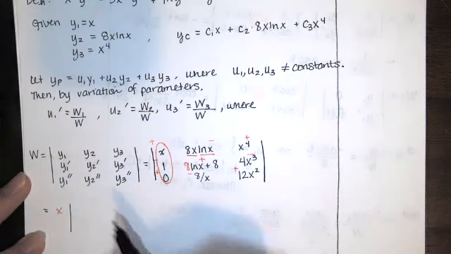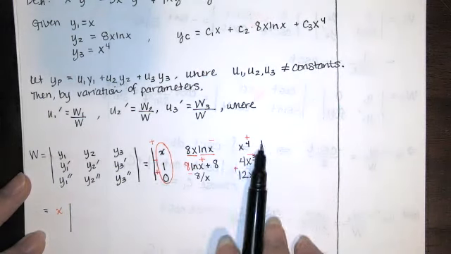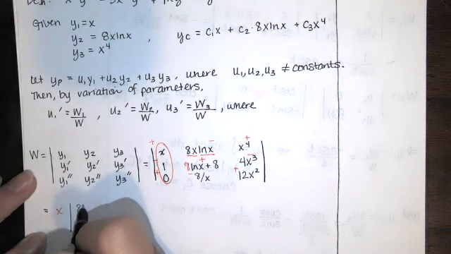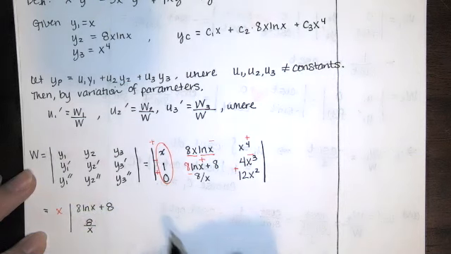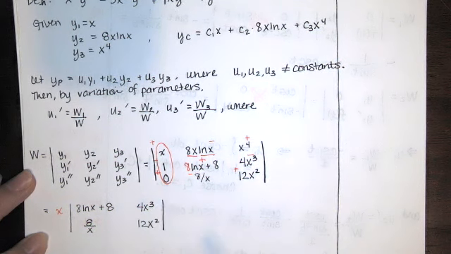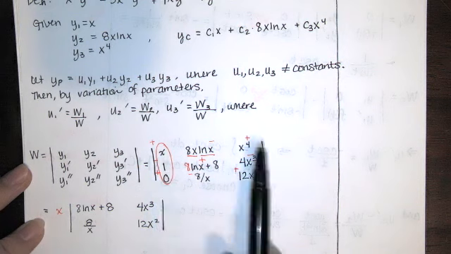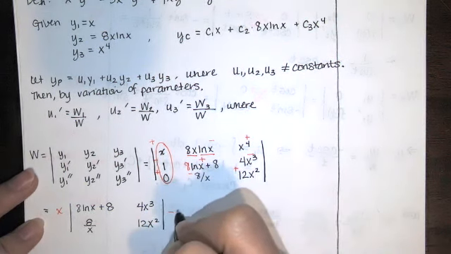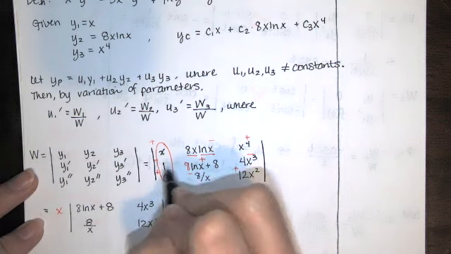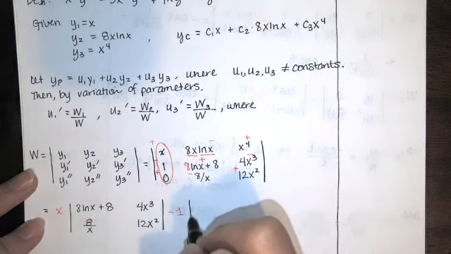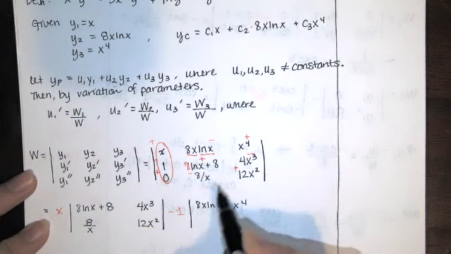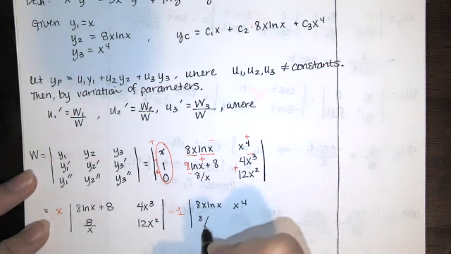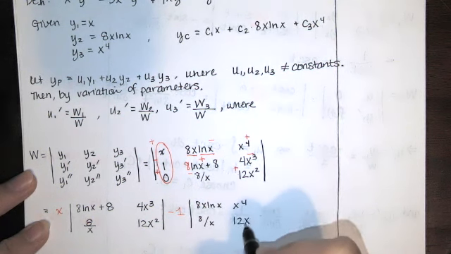times the 2 by 2 determinant that comes from crossing out the row and the column containing x. So we have 8 natural log of x plus 8. We have 8 over x here. And we have 4x cubed here and 12x squared. And we'll evaluate that in a little bit. And then we'll have minus 1 times, cross out the row and column containing that negative 1. We've got an 8x natural log of x and an x to the fourth in that first row, and then we'll have an 8 over x and a 12x squared.